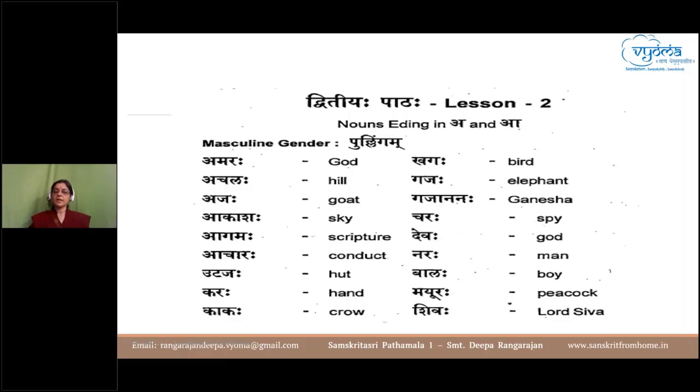Devaha, god. Very good. Naraha, man. Yes. Balaha, boy. Mayuraha, peacock. Very good. Shivaha, Lord Shiva. Very good. Dhanyavadaha, Mahodaya. Now, if I have more volunteers, we can read this one more time so that you become familiar with the words.